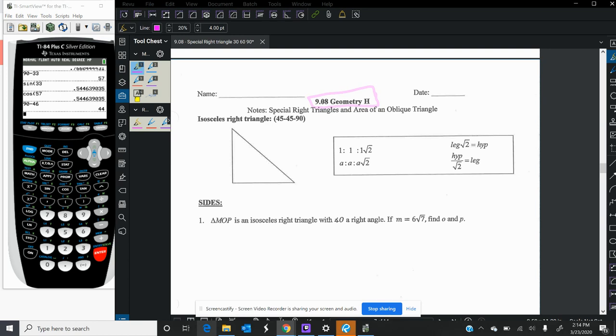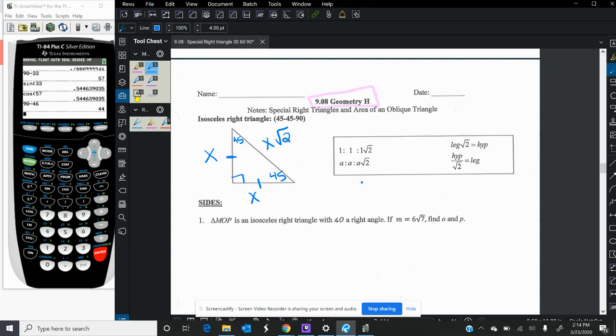So we have an isosceles right triangle here, which if I put the right angle, and we know if it's isosceles, these two sides are equal. Therefore, these two angles are 45 and 45. If these two sides are unknown, we could put x with x, and our hypotenuse will always work out to be x square root of 2.